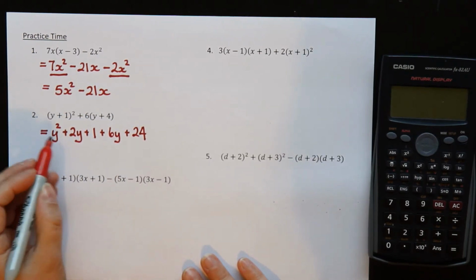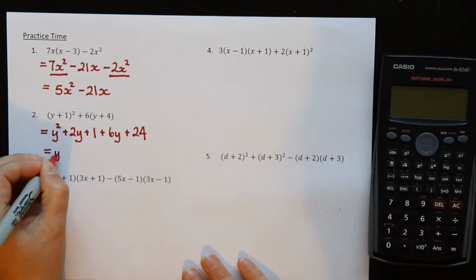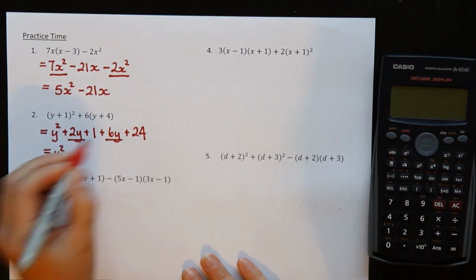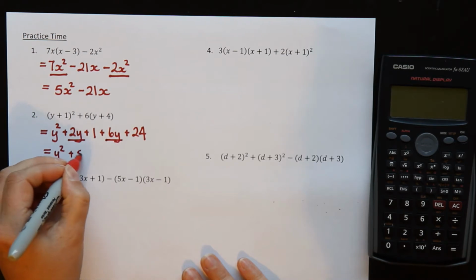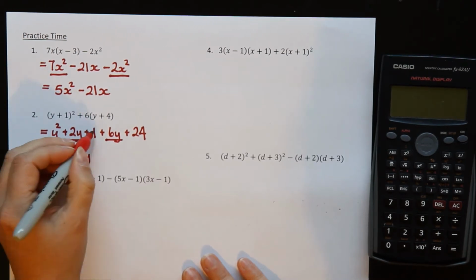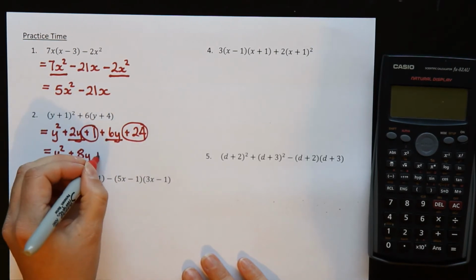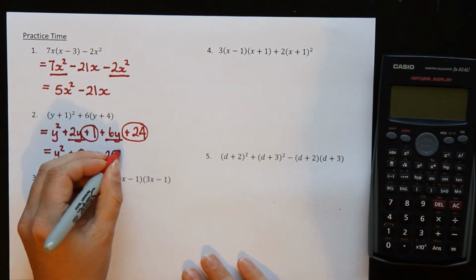Looking for like terms, well, there's only one y squared. 2y plus 6y becomes 8y, and positive 1 plus 24 is plus 25.